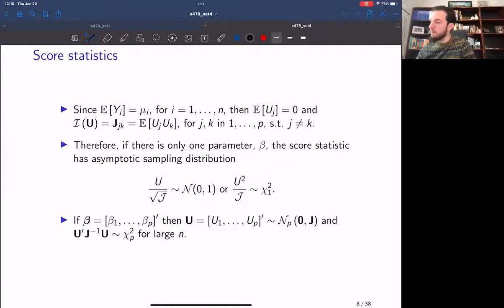Okay, so if we have one parameter, beta, the score statistic has a normal distribution, which then has a chi-square distribution. If we have a multivariate parameter beta that contains beta 1 to beta p, then the score function transpose times the inverse of the information function times the score function is a chi-square on p. Okay, so this follows from the previous values given before, essentially.